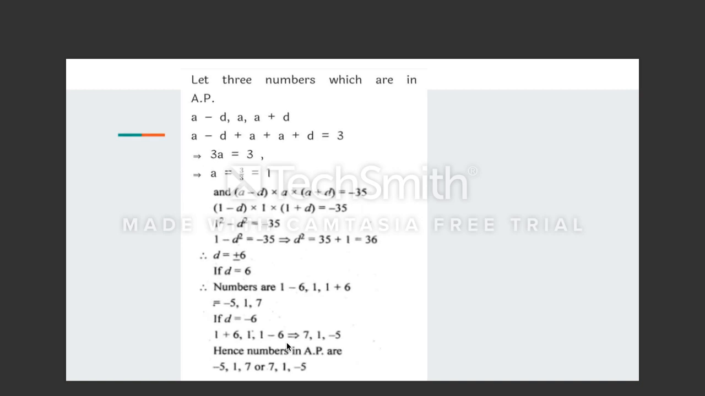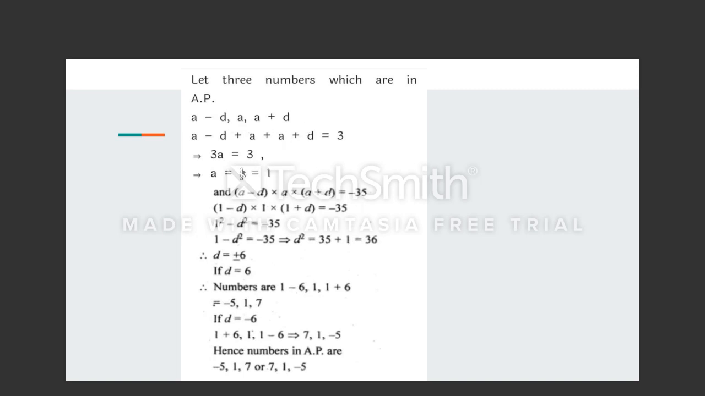Next is question number 22. Let's see what the question says. The sum of three numbers in AP is 3. How do we assume the three numbers? If you remember, in the previous lecture I explained three terms. If the sum of the terms is given and there are three terms, you have to assume the three terms as A minus D, A, A plus D.